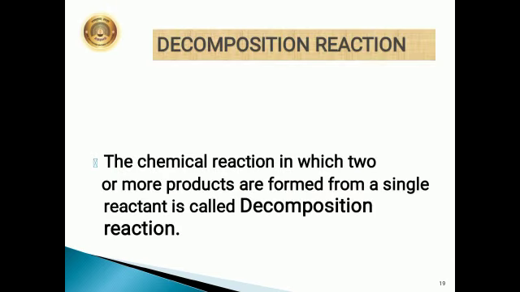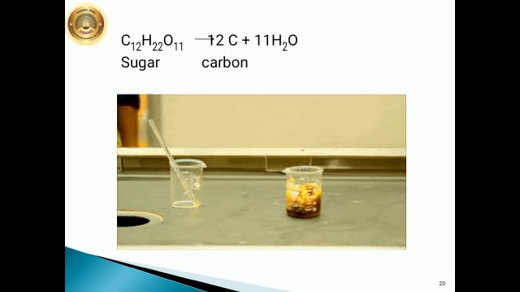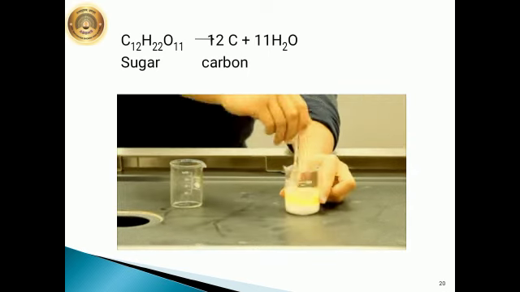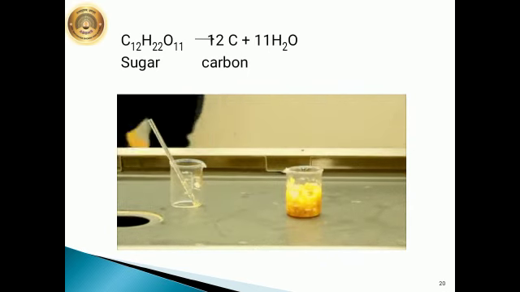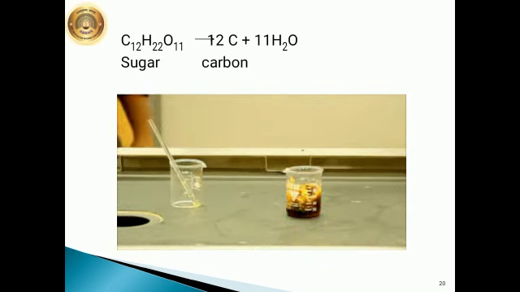Now second is the decomposition reaction. Decomposition reaction: the chemical reaction in which two or more products are formed from a single reactant is called the decomposition reaction. Now let's see. Take some sugar in an evaporating dish and heat it with the help of a Bunsen burner. After some time, you will see the formation of the burnt out black substance.